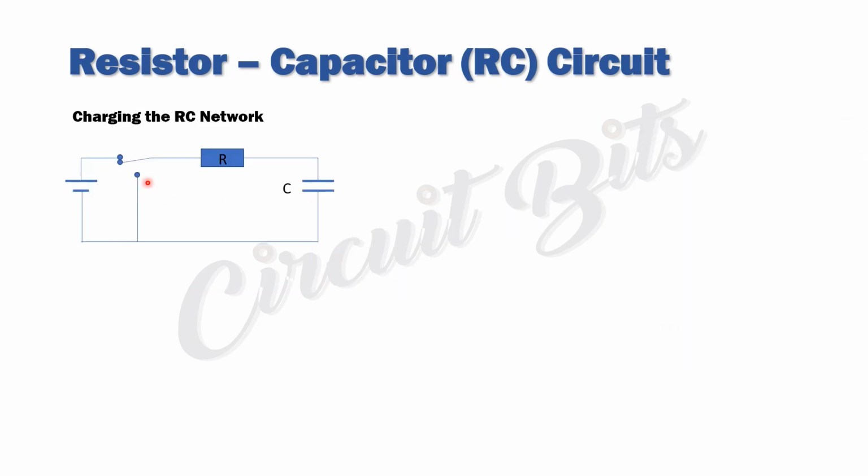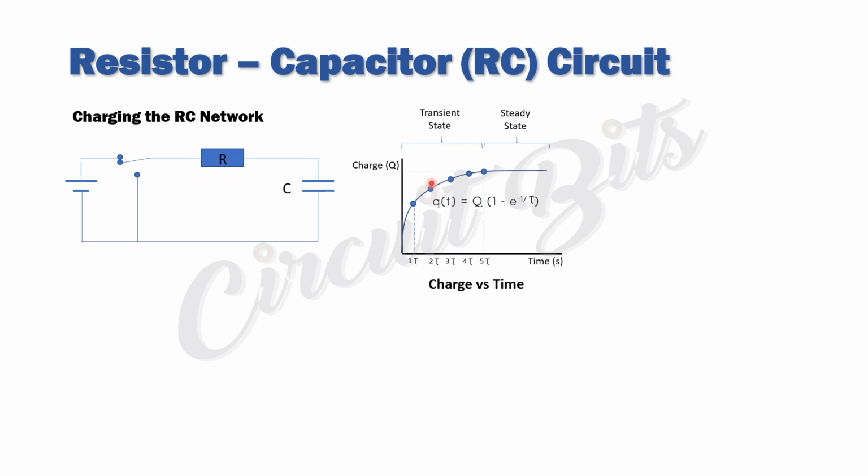Still talking about charging the network, let's look at the graphical representation of elements in this network with respect to time, how they respond with respect to time. The first one is the diagram for charge versus time. But here we don't just have time, we have time constants. At this point we have 0, then 1 time constant, here 2 time constants, here 3, here 4, here 5 time constants. This is not just time, this is time constants. Tau is different from t.